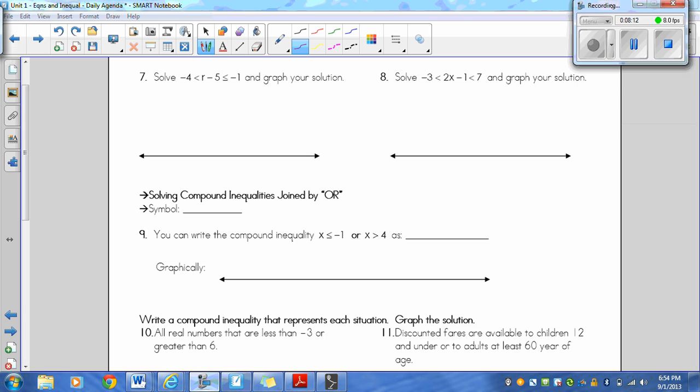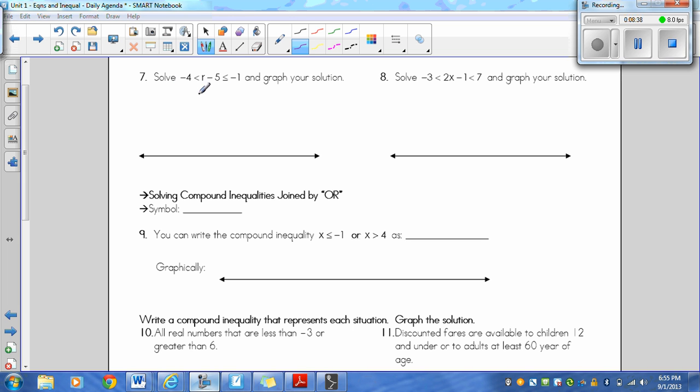Solving. Okay, these both look a little tricky because you could split them up and solve them both separately. I could do that for one of them and then the other one do the other way. Or you could just solve it all together. For example, negative 4 is less than r minus 5 is less than or equal to negative 1.